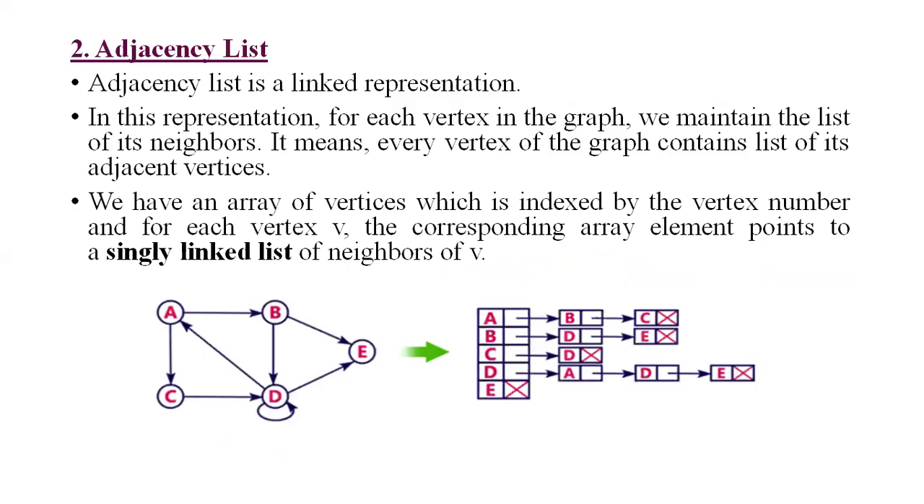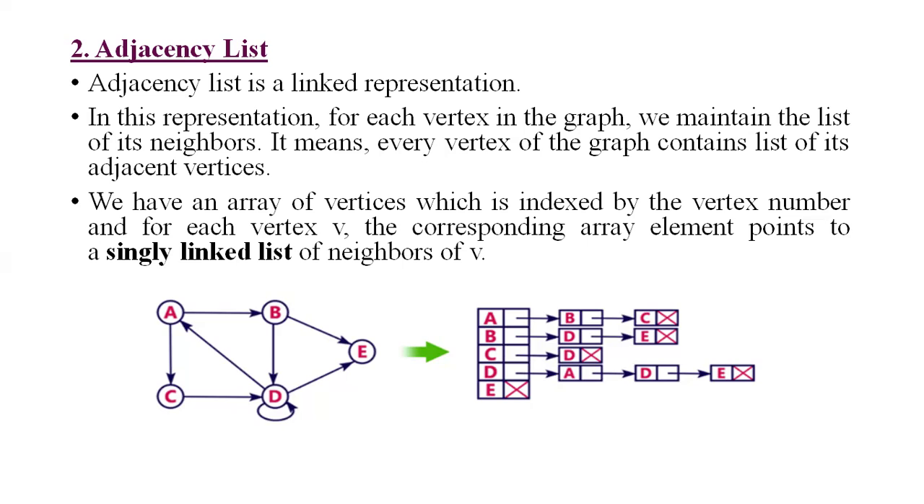Adjacency list. The adjacency list is a linked list representation. In this representation, for each vertex in the graph, we maintain the list of its neighbors. It means every vertex of the graph contains the list of its adjacent vertices. We have an array of vertices indexed by the vertex number, and each corresponding array element points to a singly linked list of the neighbors of the vertex V.